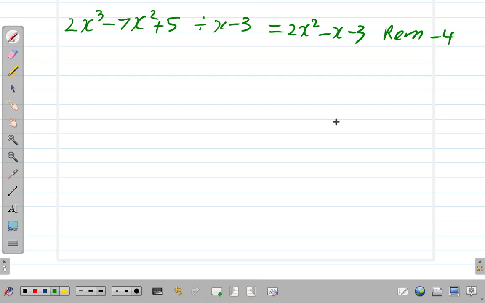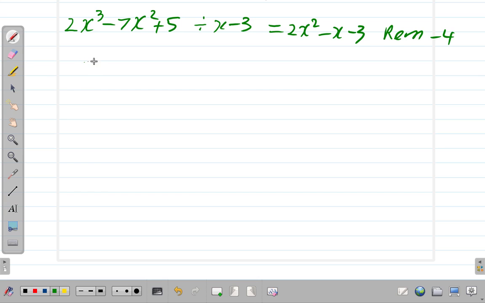In a previous video, we did this division: 2x cubed minus 7x squared plus 5 divided by x minus 3. And what we got as the answer was 2x squared minus x minus 3, remainder negative 4. Let's do it now using what is called synthetic division.